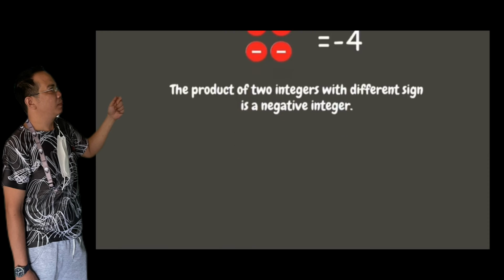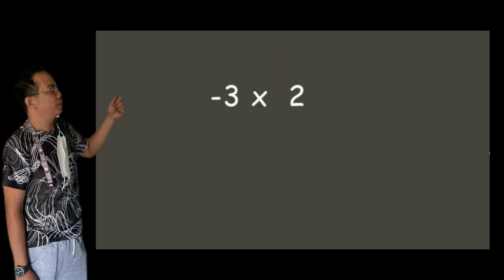We have here negative 3 times positive 2. As we learned earlier, if we are multiplying two integers with different sign, the answer would be negative. So let us multiply them. Negative 3 times positive 2 is negative 6. Now let us check our answer using our counters. Our first factor or multiplicand here is negative 3. So let us put 3 negatives.